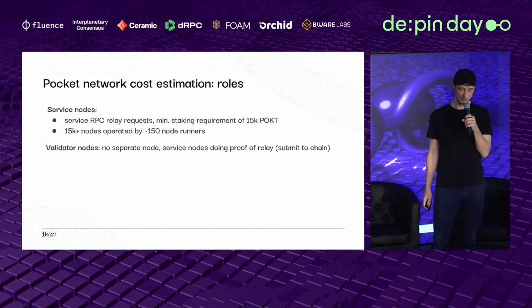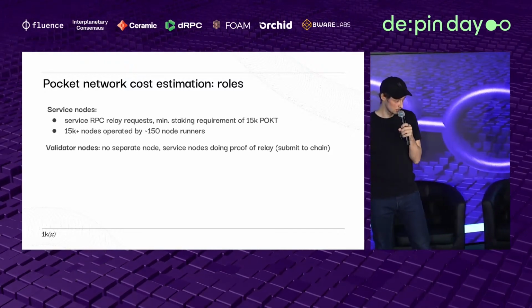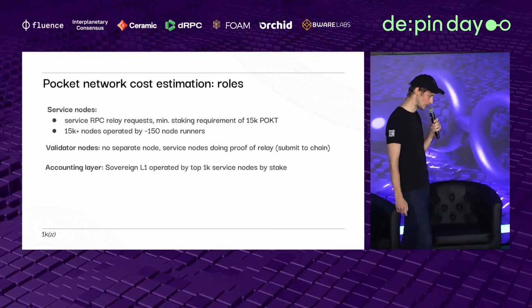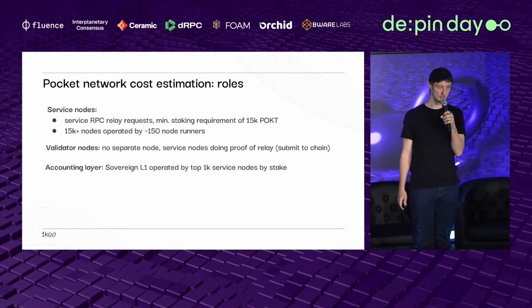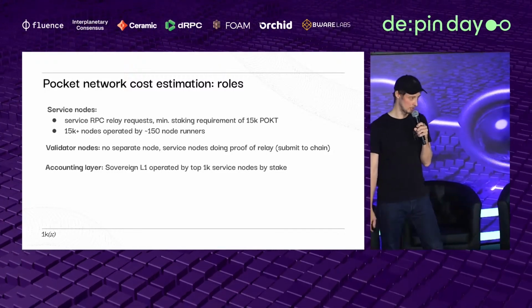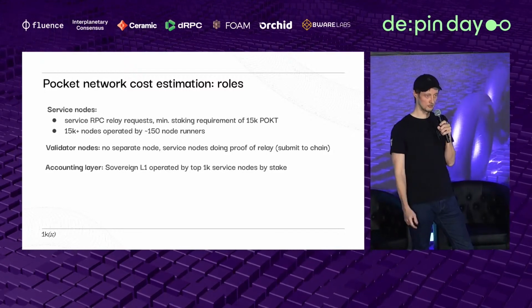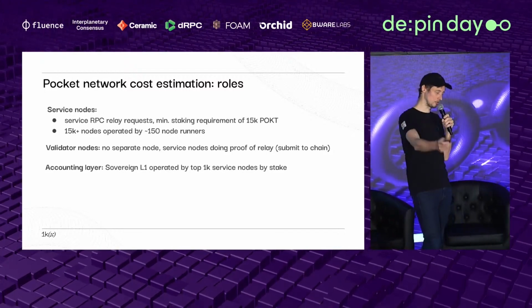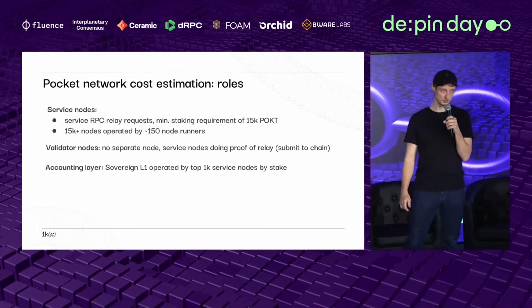Yeah, the validator nodes, actually, you don't have separate nodes for that because everything is basically handled on the accounting layer. Pocket currently still has a sovereign L1, the Pocket network, where you just take the top 1,000 service nodes by stake, and these guys don't service the relay requests, but they actually produce the blocks for the chain.